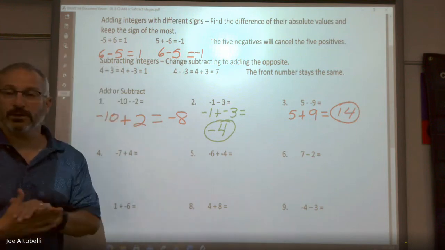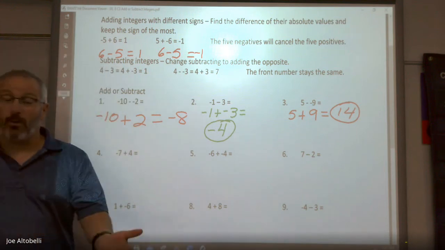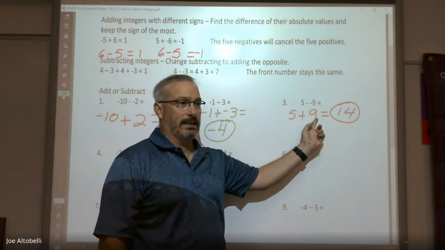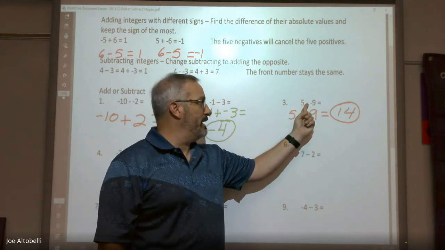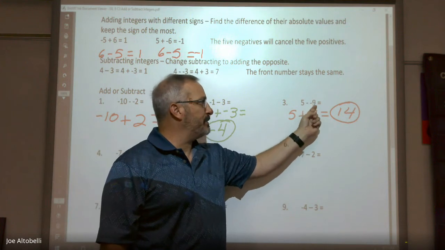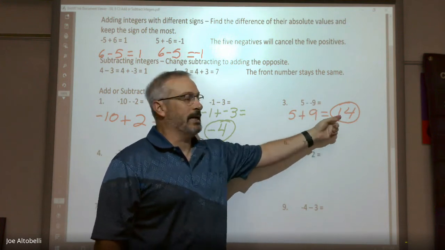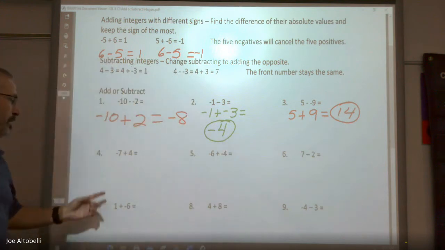And hopefully you got 14. If you didn't get 14, figure out why you got it wrong. Did you rewrite it as 5 plus 9? Because you have to change the subtracting, and then the opposite of a -9 is a positive 9. So you get 5 plus 9, 14. All right, go ahead, number 4.